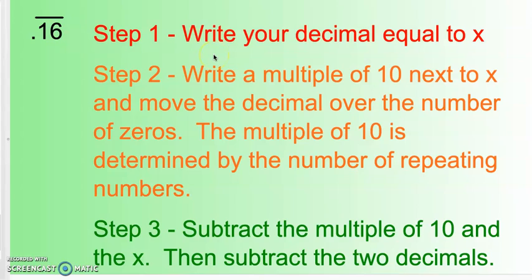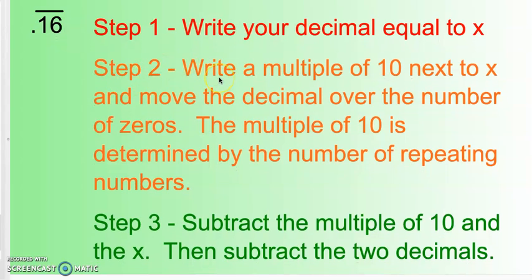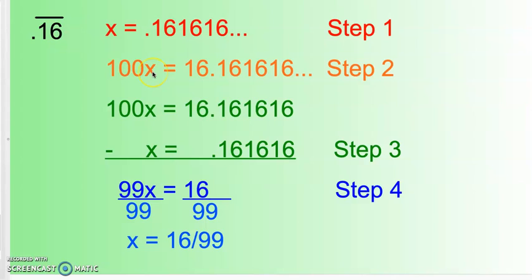Okay, so let's write out these steps. Step number 1, I write my decimal equal to x. Step number 2, I write a multiple of 10 next to the x. Now look at this one. Let's go back. This one is 100. That's a multiple of 10. Why do you think it's 100? Why don't you think it's 10 or 1,000 or 10,000? Look at your pattern. There's only 2 numbers that repeat. So that means I only need 2 numbers to put a repetend sign over.